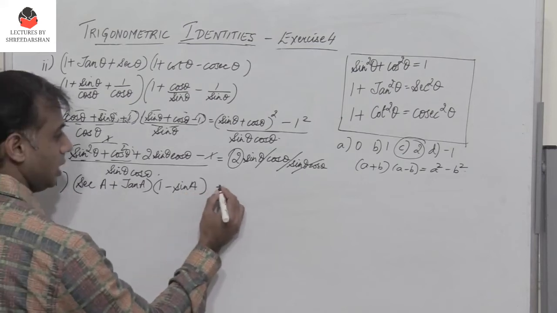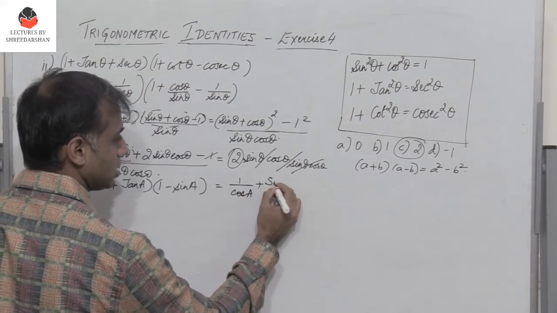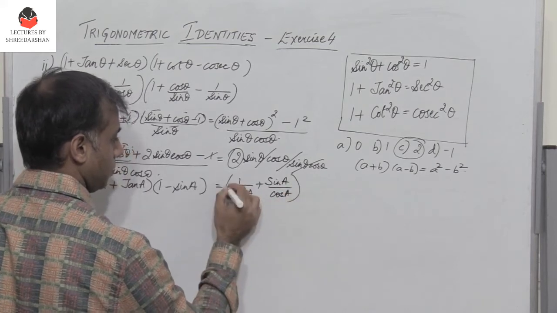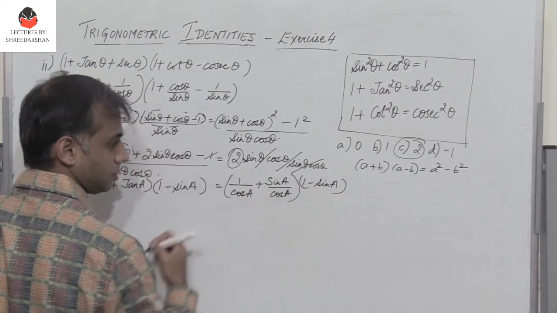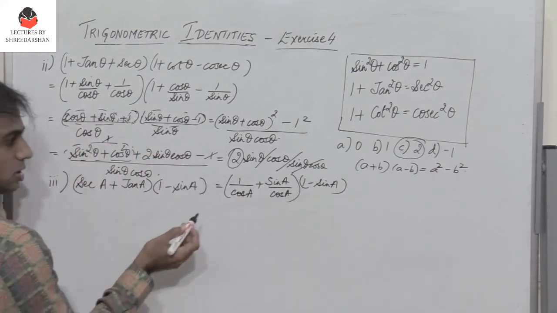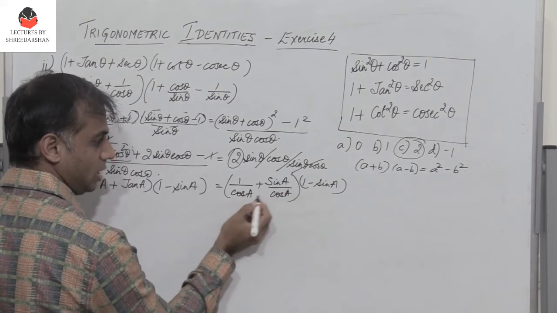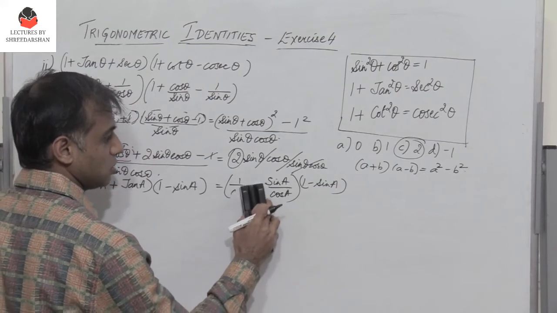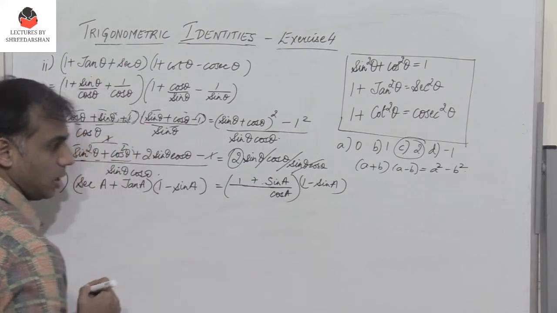So now what is secant A? It is 1 by cos A. And what is tan A? It is sine A by cos A. And into 1 minus sine A. Okay. Now what is this? So I have cos A in the denominator. If I take the LCM, it just becomes 1 plus sine A by cos A. So I can just write this as 1 plus sine A divided by cos A.